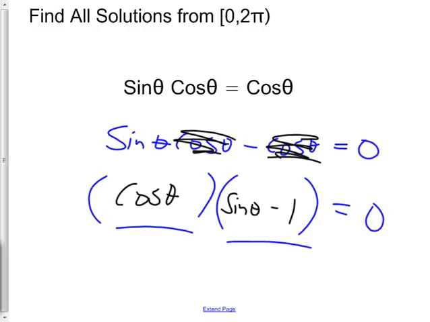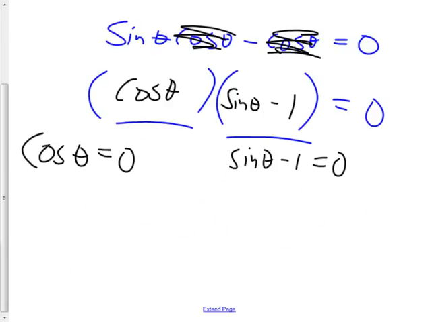Okay, so I have factored out the cosine, and that leaves me with sine minus 1. And now I have two parts. This part has to equal 0, which would be cosine theta equals 0. And then this part has to equal 0: sine theta minus 1 has to equal 0. One step at a time.